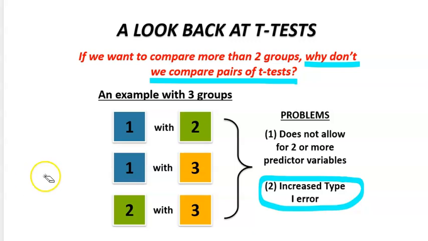So I will show you what it is. When you have three categories, first you can compare 1 and 2, then 1 and 3, and then 2 and 3. These are the options for comparing two at a time. In this case, what happens is that it increases the type 1 error, which means this way of comparison increases the chance of significance.